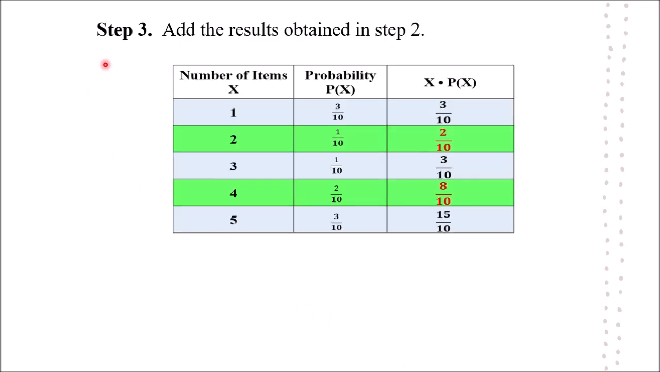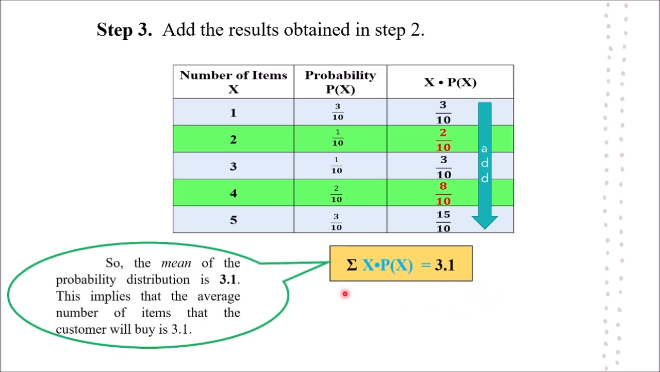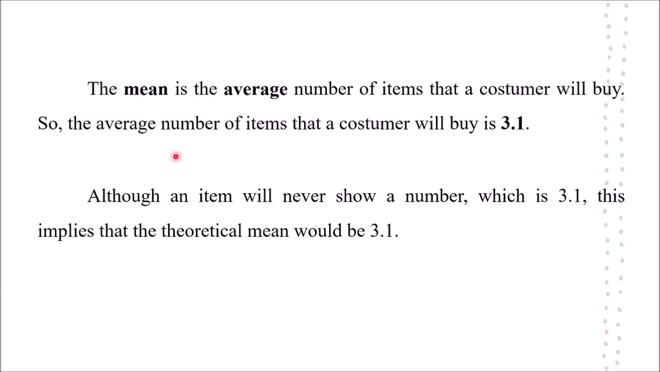For the third step, we add the results of the process that we obtained in the second step. Just add it all from our last column, and their sum will be equal to 3.1 in decimal number. The sum is their mean. So the mean of the probability distribution is equal to 3.1. This implies that the average number of items that a customer will buy is 3.1.